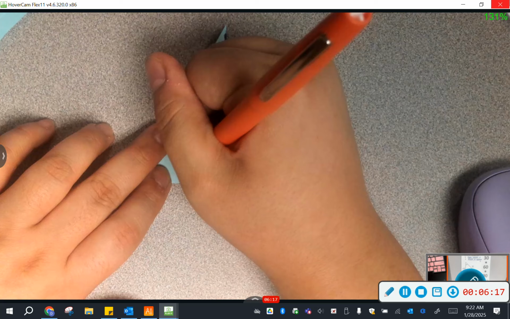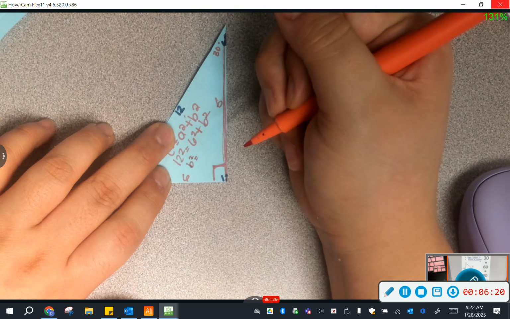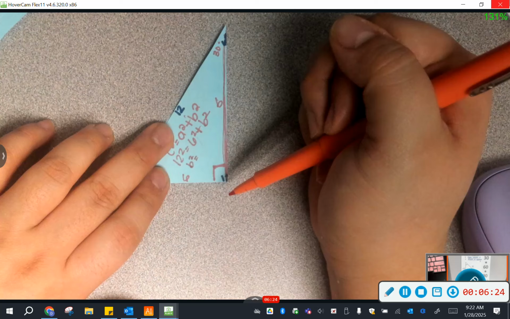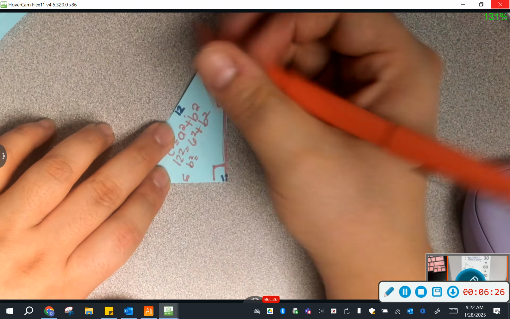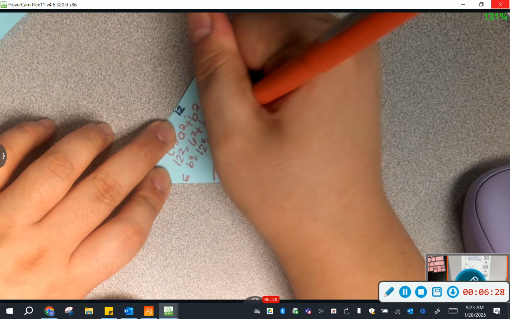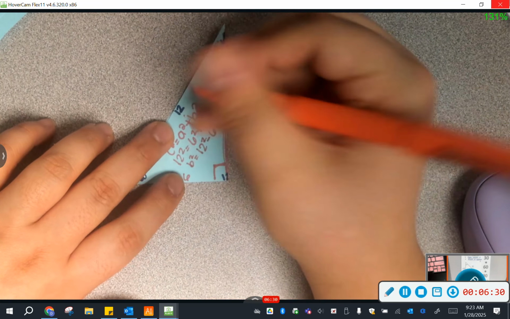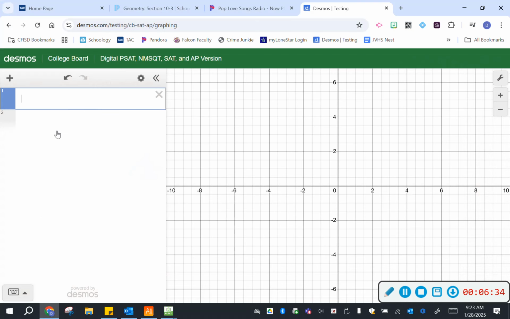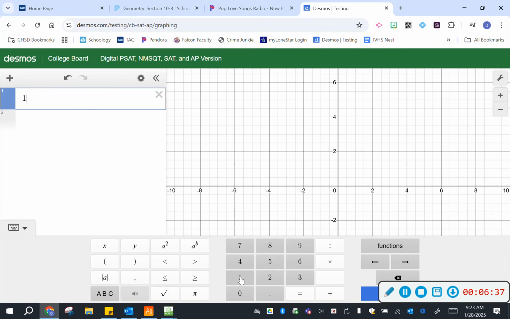And then what do I have to do to my other two numbers? What am I going to do with the 12 squared and the 6 squared? Nope. Subtract them. Because I'm looking for B, I subtract them. And that's going to give me 12 squared minus 6 squared, which is 144 minus 36, which is 108.